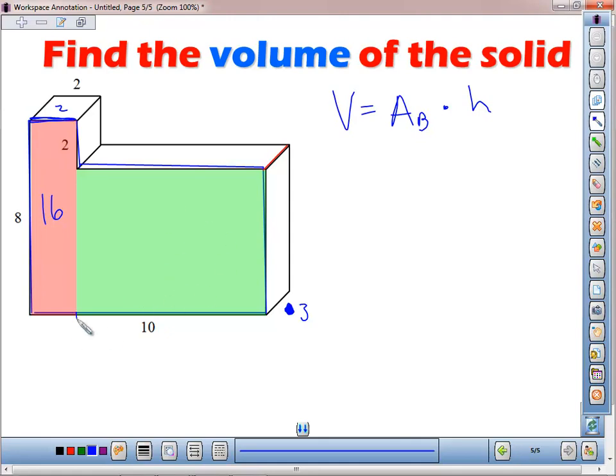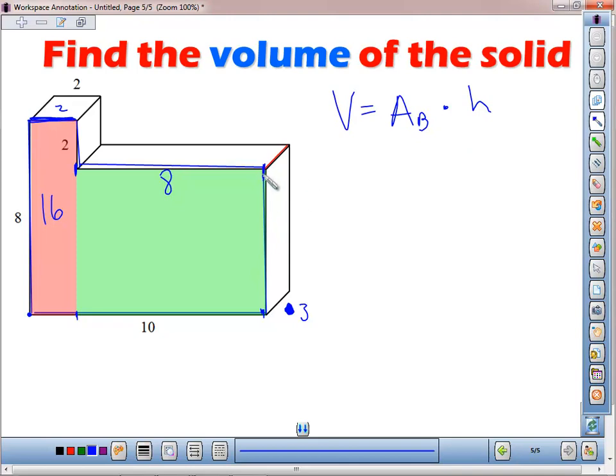And now I need to find the area of this one. Now be careful. Is from here to here the 10? No, that is not the 10. The 10 is from all the way over here. So if this whole thing is 10, and this part right here is 2, what do I need to know about this green part? How far is it from here to here? It would definitely be 8.